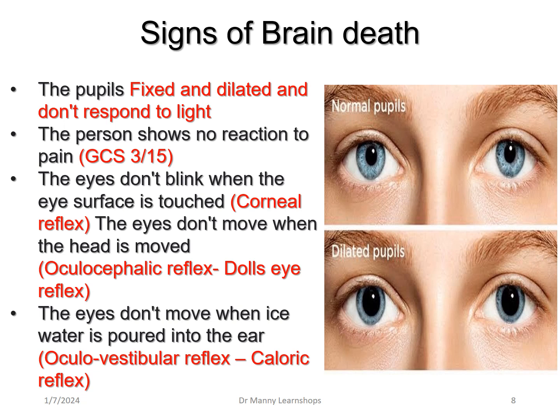There are numerous signs of brain death, and there are criteria for brain death which have to be reviewed by medical experts. Now, signs of brain death can include the following. The pupils are fixed and dilated and do not respond to light. The person shows no reaction to pain, and they have a Glasgow Coma Score of 3 out of 15. The eyes do not blink when the eye surface is touched. This is the corneal reflex. The eyes don't move when the head is turned or moved. This is called the doll's eye reflex, the oculocephalic reflex. The eyes don't move when iced water is injected into the ear. This is the caloric reflex, also known as the oculovestibular reflex.